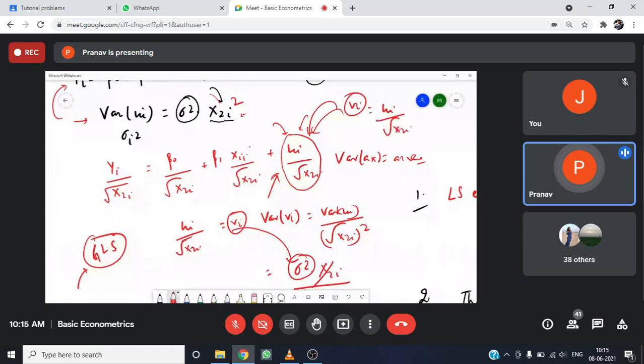That is, each of the observations has been assigned a weight. So larger error variances have been assigned a lesser weight, and lesser error variances have been assigned a greater weight. This is how weighted least squares works.